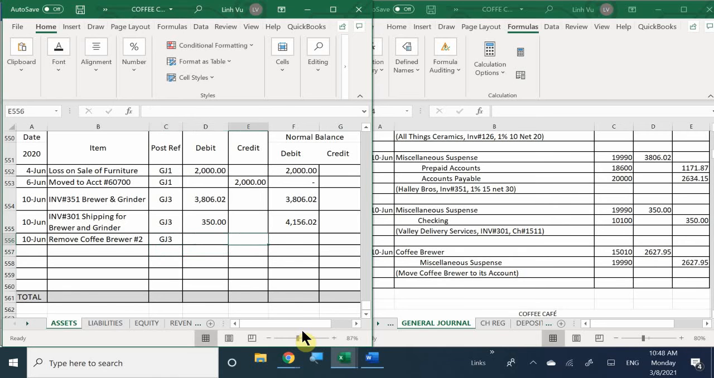At this time, I would be crediting my account for the $2,627.95, and therefore it should bring my account down to $1,528.07. So that's how much the grinder is as of right now before any additional things that you need to plug into it. So right now I took out $2,627.95 to get me a grand total of $1,528.07 left in my miscellaneous expense. Okay.